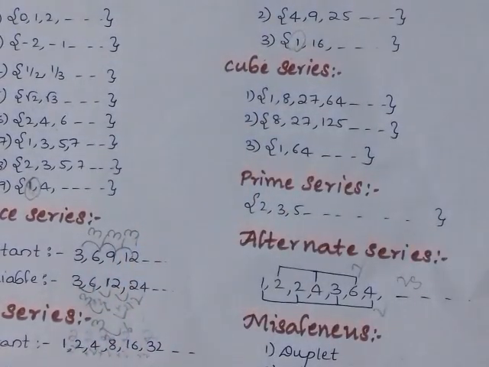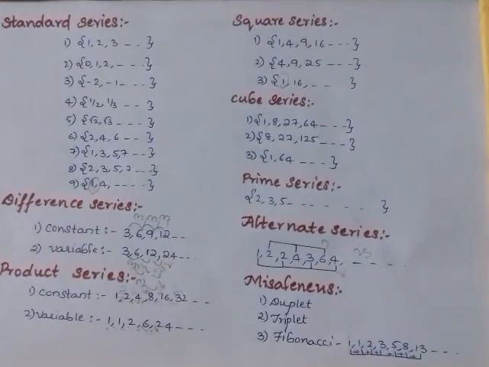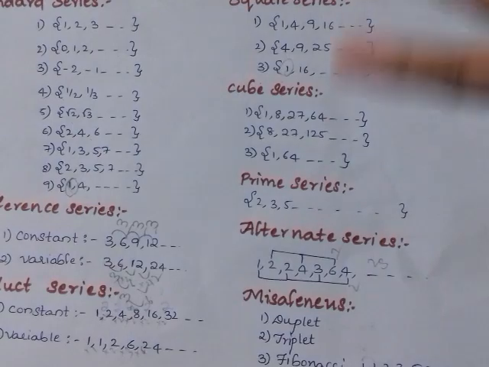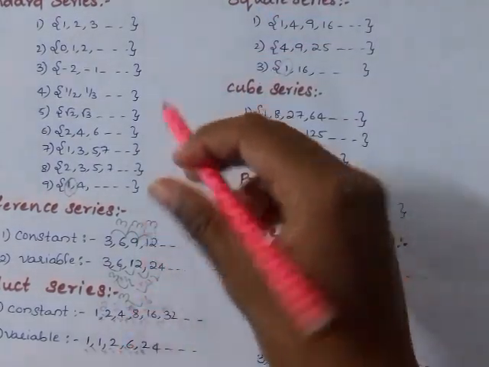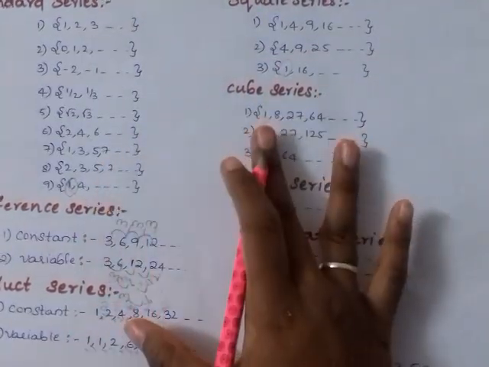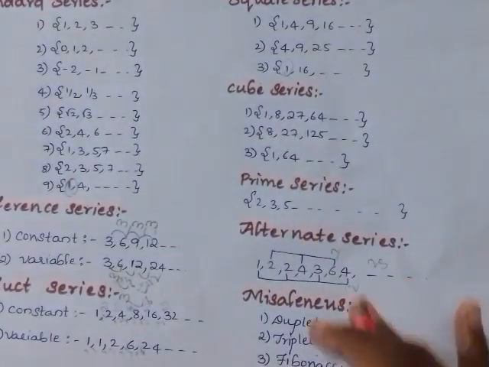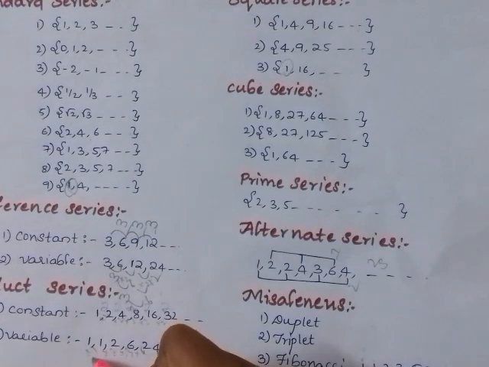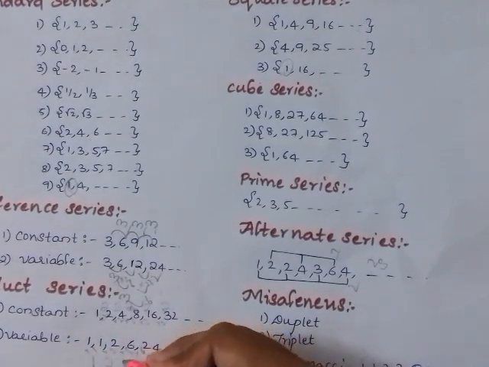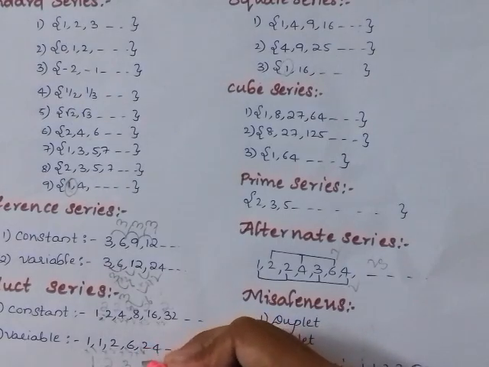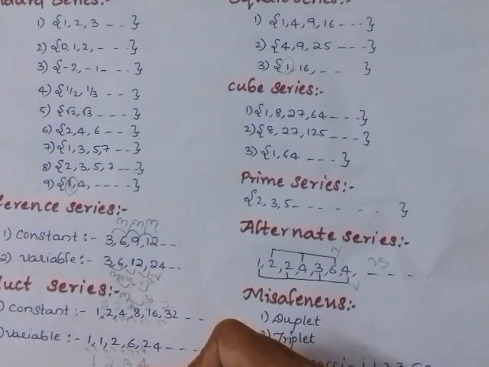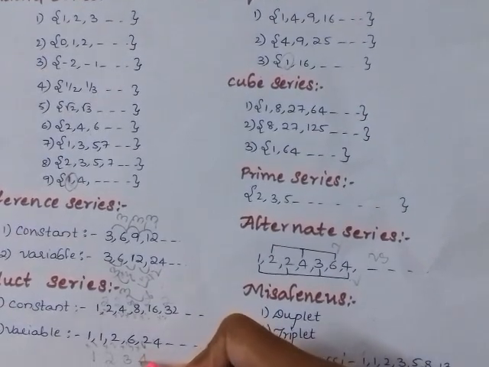Next, going to the variable product series, the series where the ratio of the numbers gives a standard series or a series with a common logic. 1 here, 1 by 1 gives 1, 2 by 1 is 2, 6 by 2 is 3, 24 by 6 is 4. Here the ratios result in consecutive natural numbers.